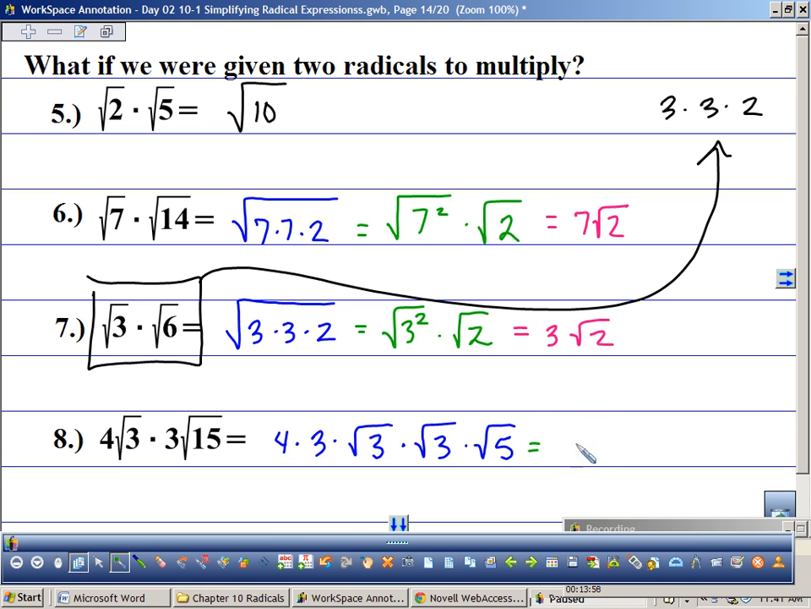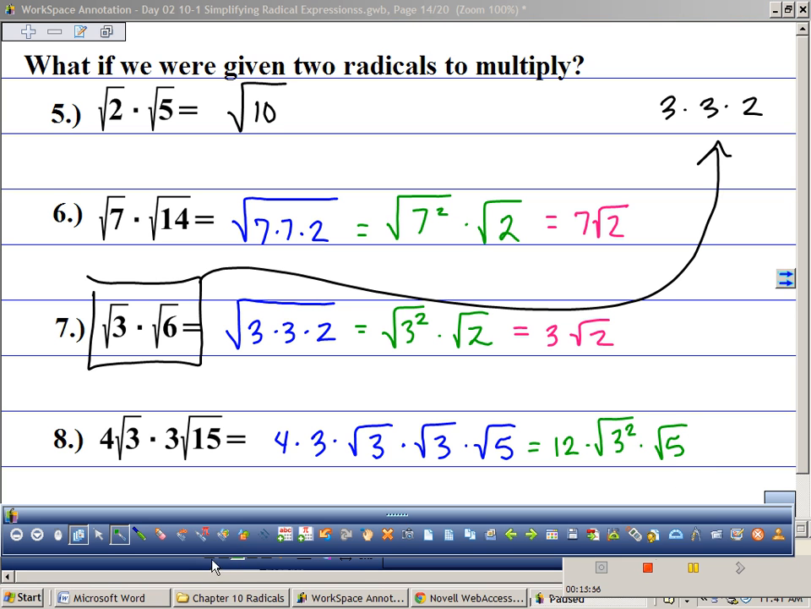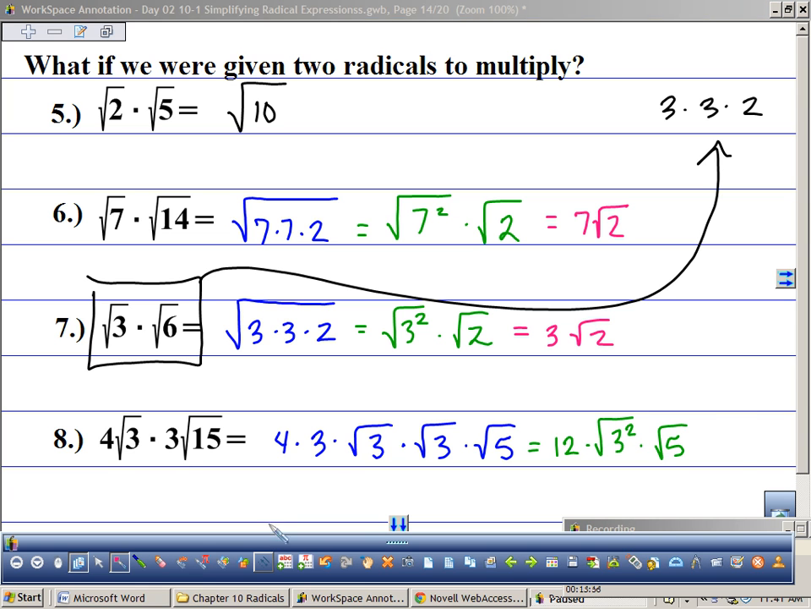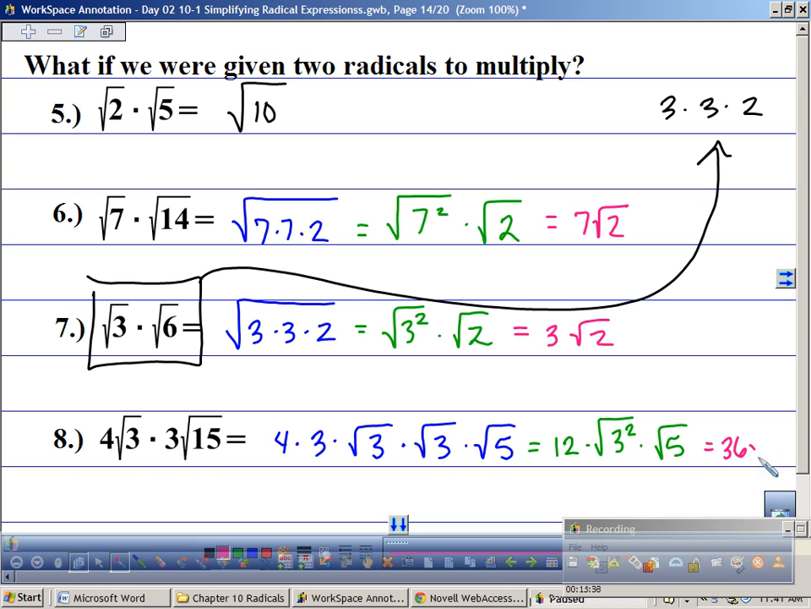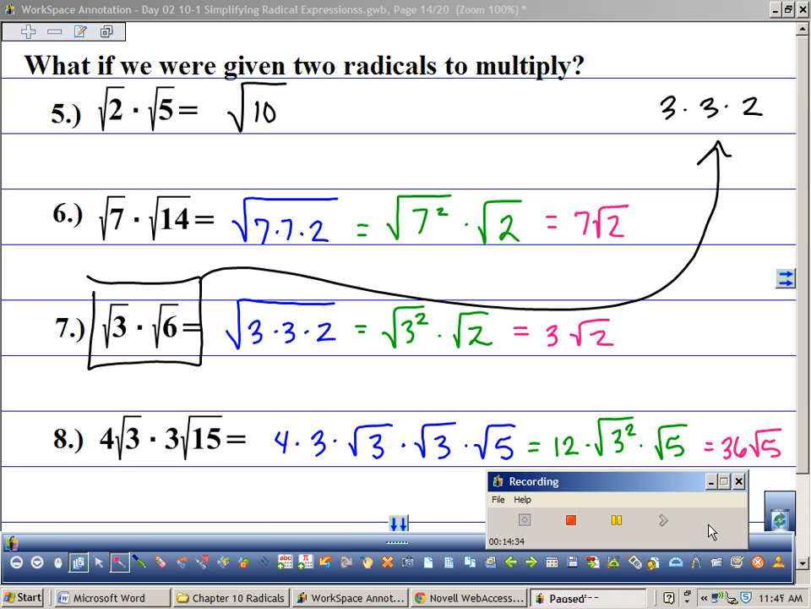Let's simplify a little bit more. 4 times 3 is 12. And over here I've got root 3 squared times root 5. So it can be simplified even more. What gets kicked out? 3, and 3 times 12 is 36 root 5. Everybody see where I got it? Am I going too fast? Let's write that down.